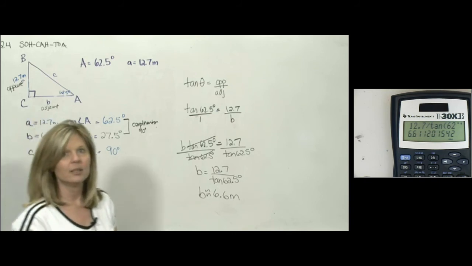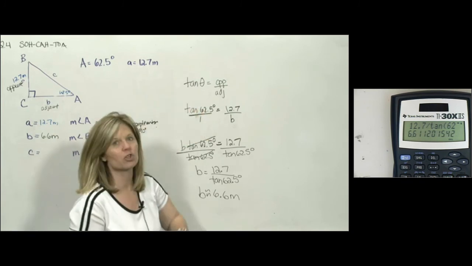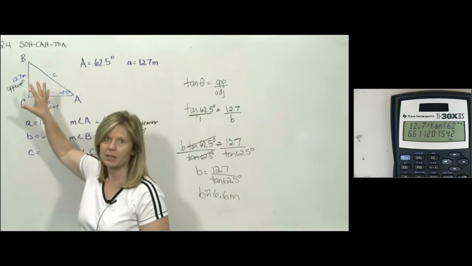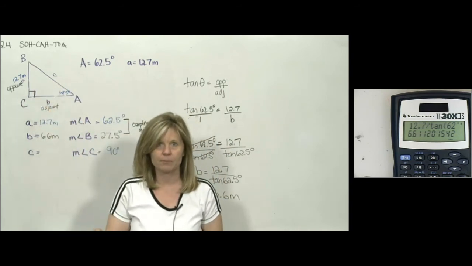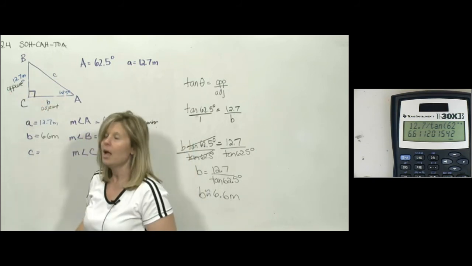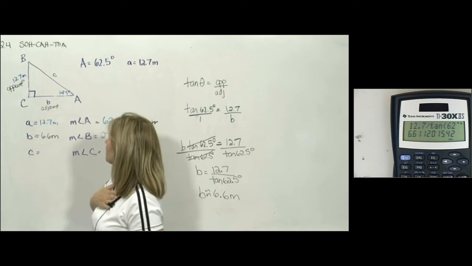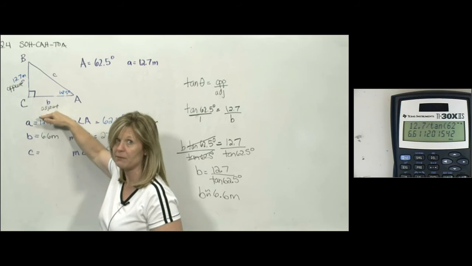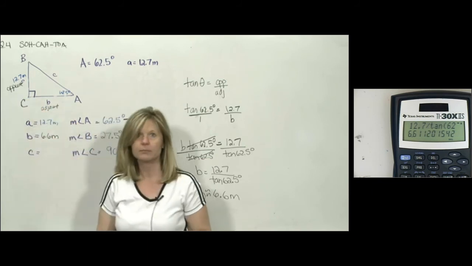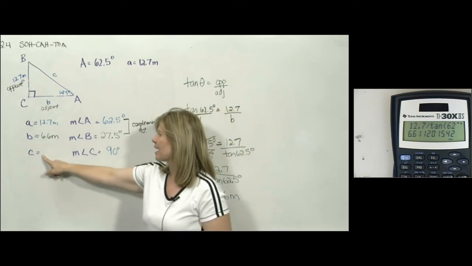Everybody's good? Not hard. The hardest part about using trig is understanding the only information that should be in the picture is the information that was given. They gave me this angle, they gave me this side. Now, both of these sides were missing. I chose which side to find first. I wanted to find side B first. So that's why I labeled that side and I knew that side. Okay, now we still have to find side C.